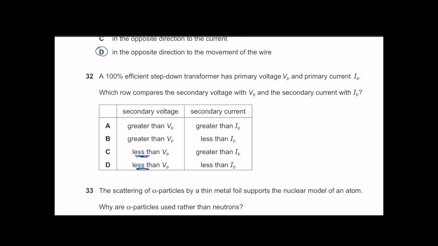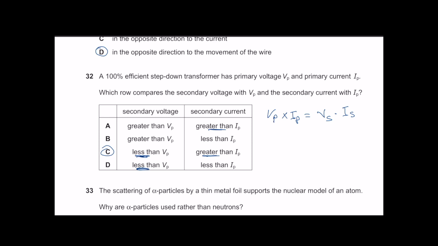And because the power is constant, if we have less V, we have more I. So also I'm going to choose greater I here. So the right answer here will be C. Remember, VP times IP should equal VS times IS. This is if it was primary and secondary, right? Yes, this is what we mean.